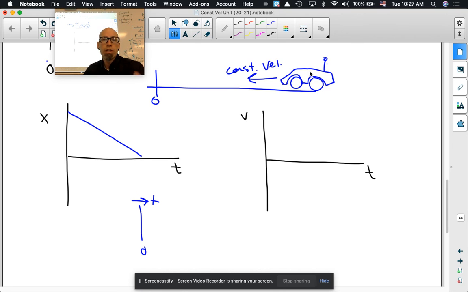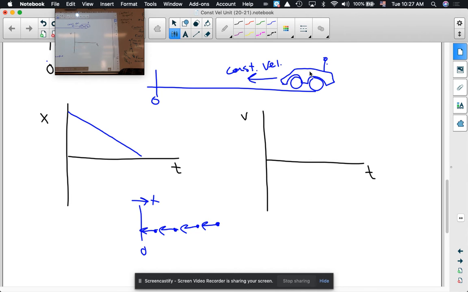Oh my gosh, we should have done the motion map first. So motion map, that means it started way out here, the buggy did, moving this way toward the origin, and in fact got just about all the way to the origin as we see on the line on the graph.